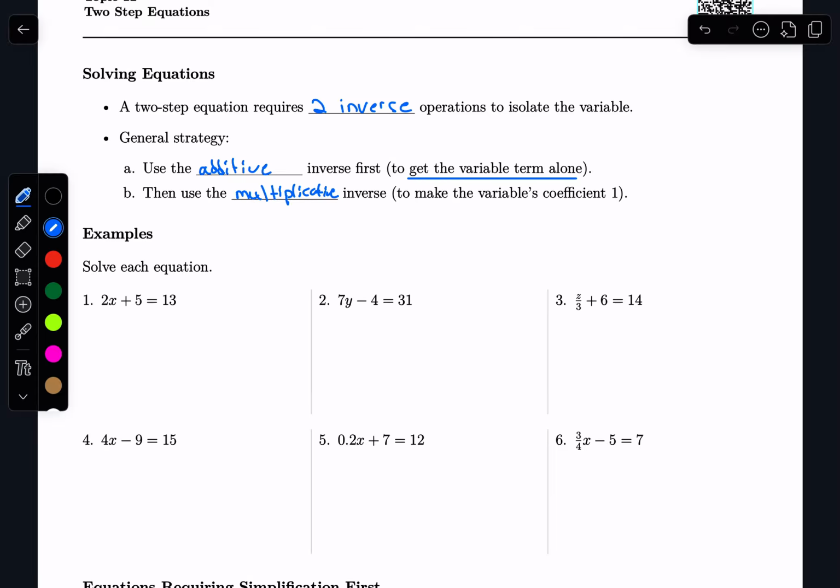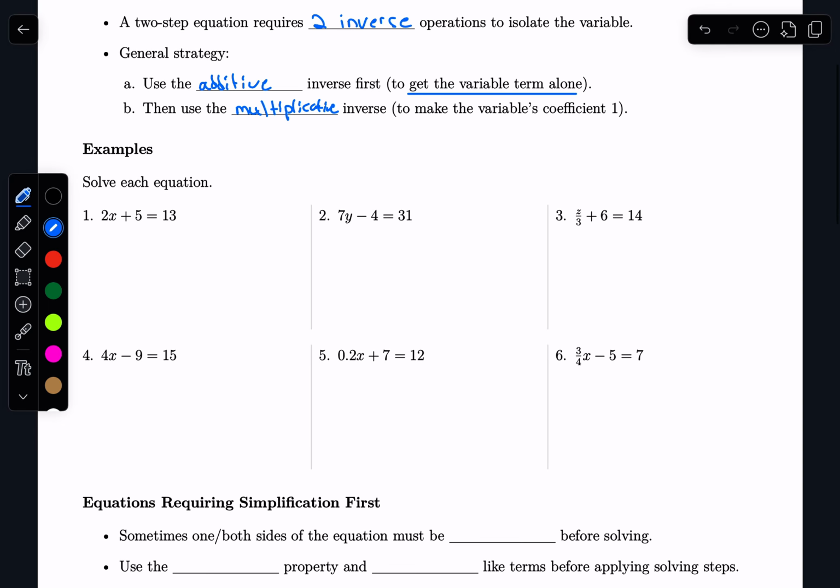So in all of these first 6 problems, we're going to do 2 steps. Move the numbers to one side, so that way the variable term is alone, and then we will make the coefficient of the variable term 1, so that way we have our variable isolated. So let's go ahead and solve each equation down below.